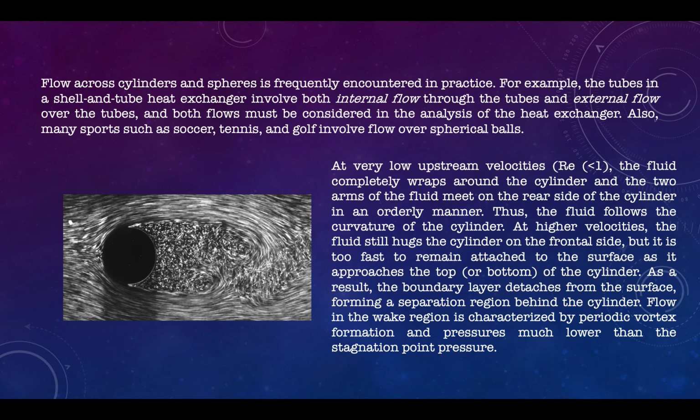But what happens at high velocity? Previously at low velocity, the flow wraps around the tube. At high velocity, some of this flow will detach from the tube surface, so it will form a separation region. This is what we call a separation region or wake region.